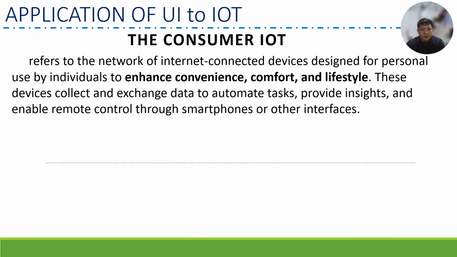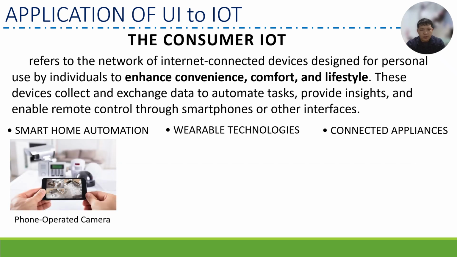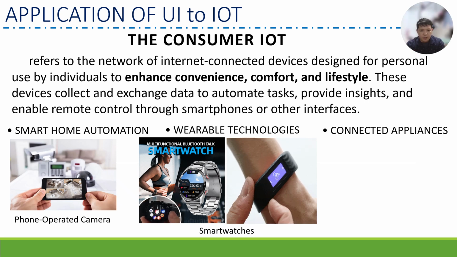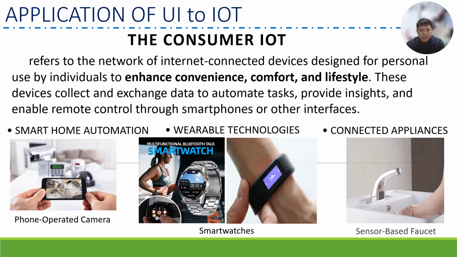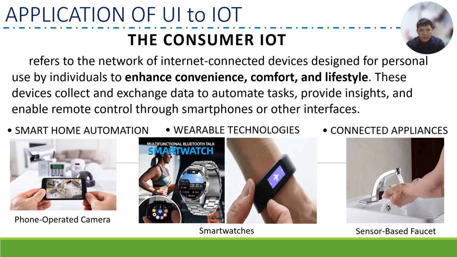Okay, so the application of UI to IoT. At first, consumer IoT refers to the network of internet devices designed for personal use by individuals to enhance convenience, comfort, and style. Applying the UI, we have smart home automation, wearable technologies, and connected appliances. With this, we can easily access the buttons and the accessibility of these items or devices, right?